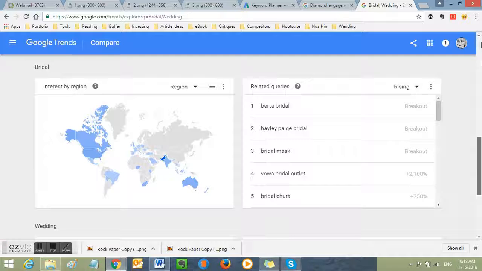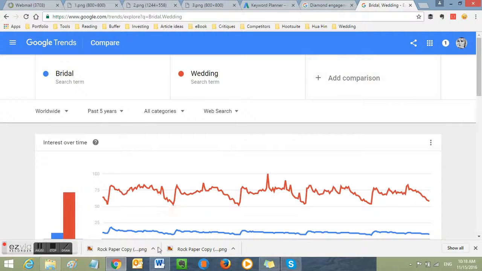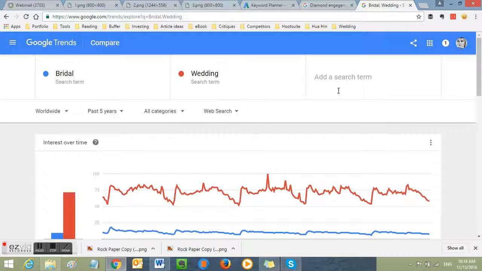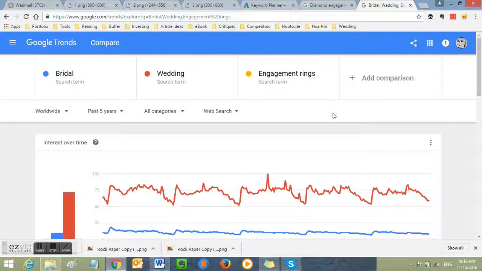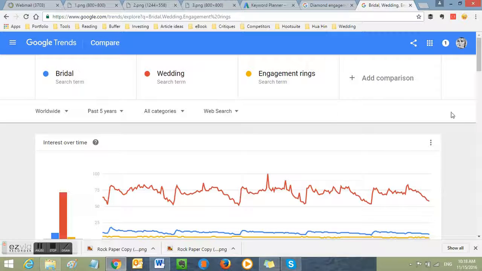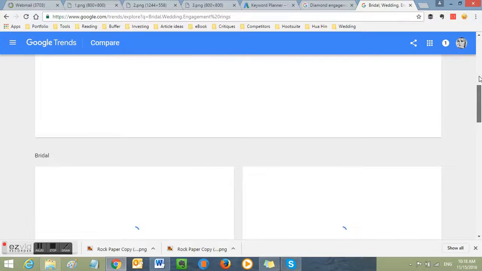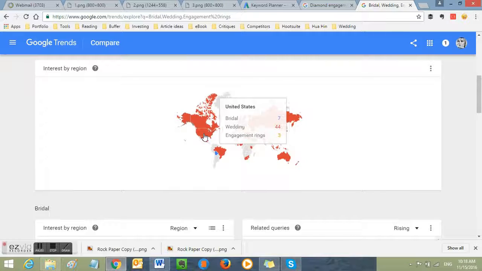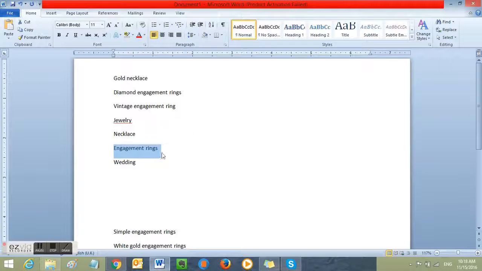We're going to go back to related searches now, and we're going to see that. That's very impressive. I'm very happy with this term. Engagement rings. So we're going to add that as a third term to the comparison chart. And engagement rings is much lower. About the countries, 3 compared to the wedding, 44 in USA.